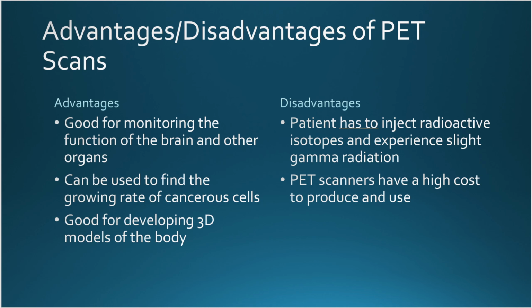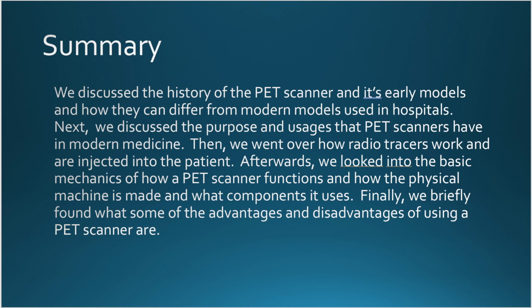Alright, so now I will just go over a summary of everything that we talked about. Today we discussed the history of the PET scanner and its early models and how they can differ from modern models used in hospitals today. Next, we discussed the purpose and usages that PET scanners have in modern medicine. Then we went over the radio tracers and how they work and are injected into the patient. Afterwards, we looked into the basic mechanics of how a PET scanner functions and how the physical machine is made, and what components it uses. Finally, we briefly found what some of the advantages and disadvantages of using a PET scanner are.